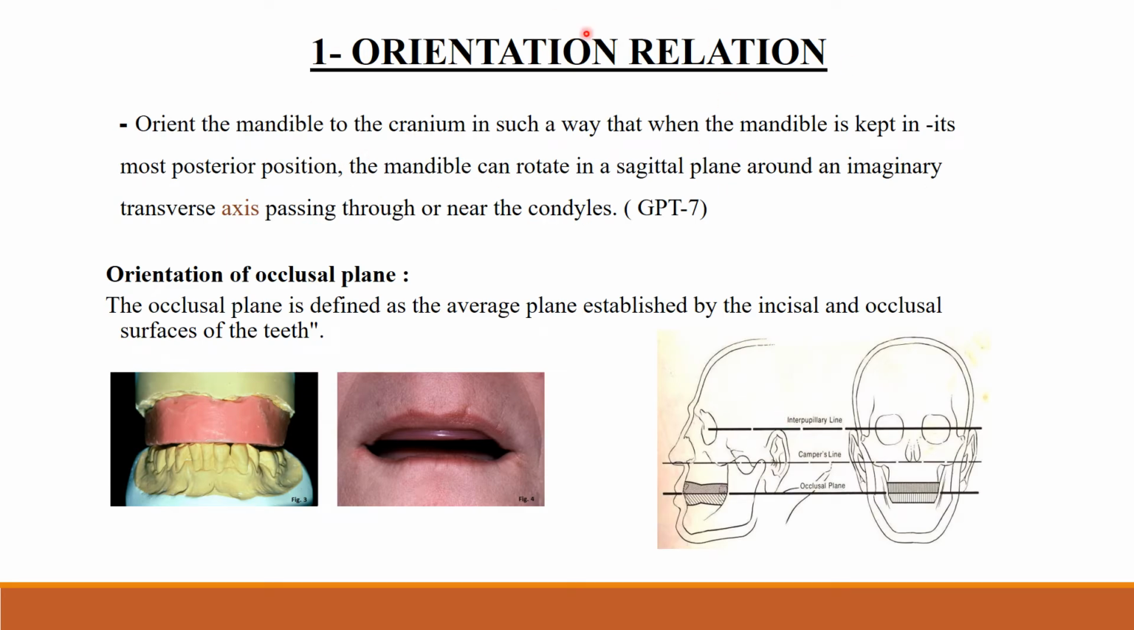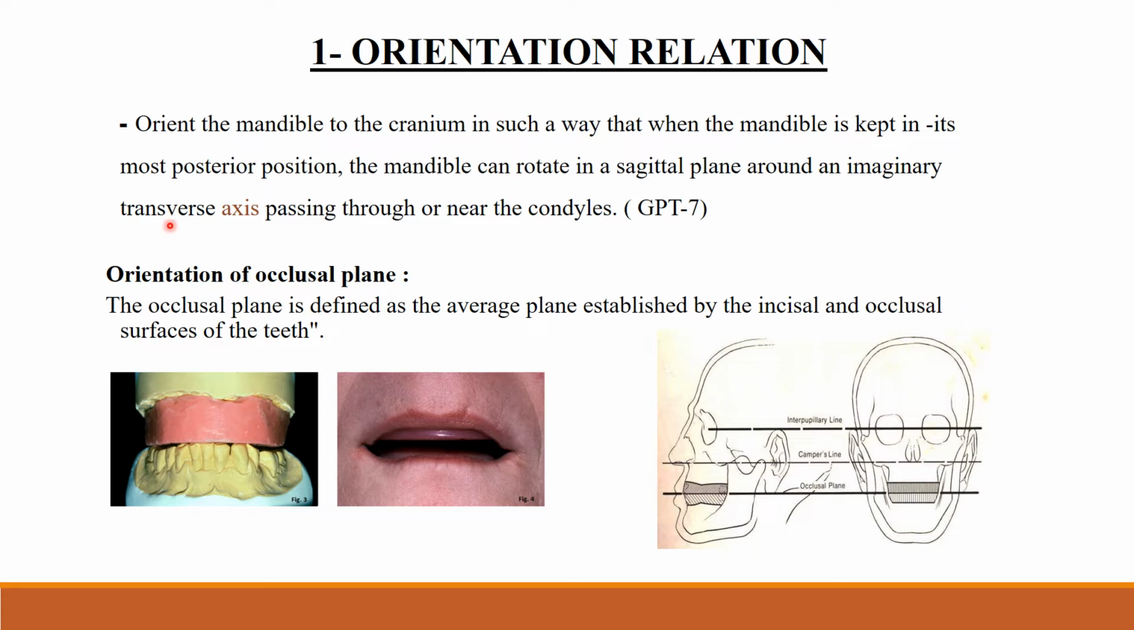So coming to the orientation relations. By using a FACEBOW, we are recording the orientation jaw relation. It's the same, it's the orientation relation. So the definition says to orient the mandible to the cranium in such a way that the mandible is kept in its most posterior position.